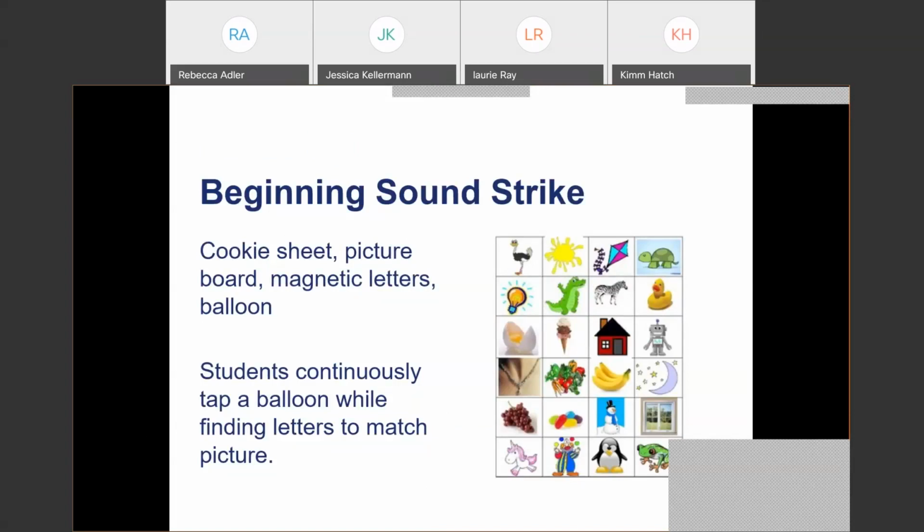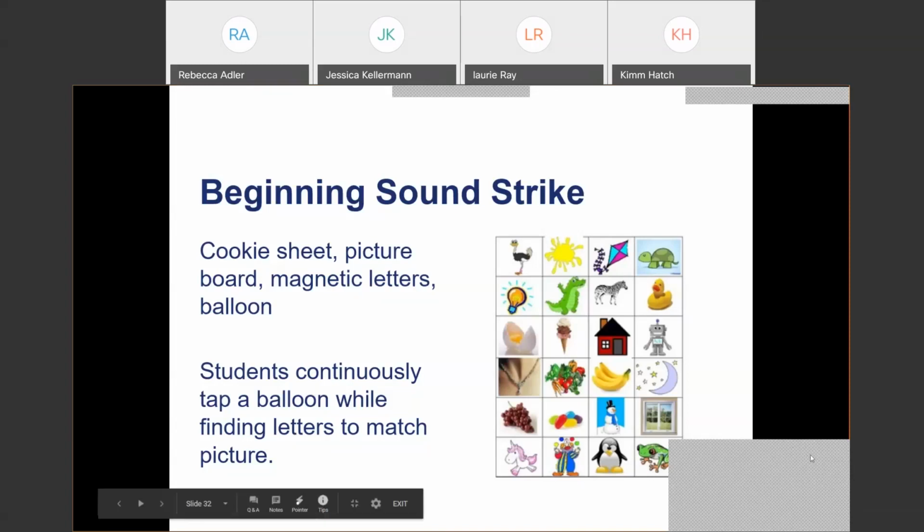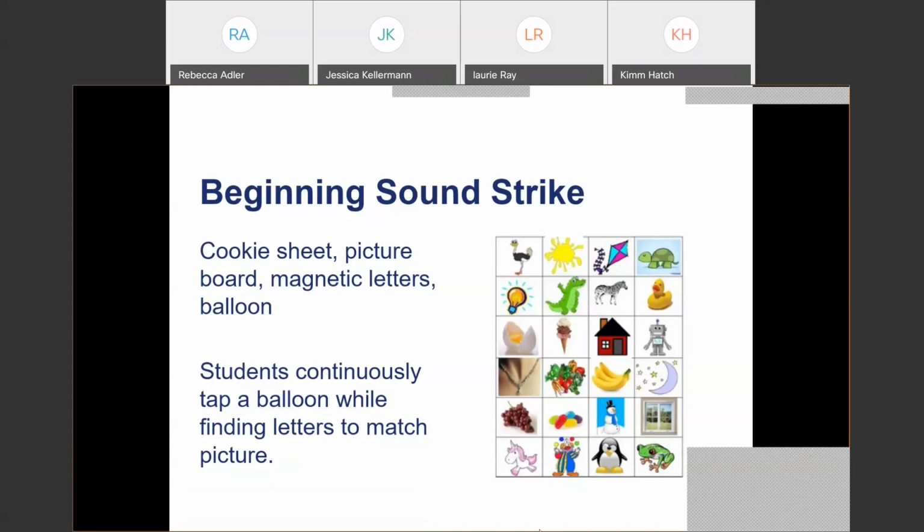So what the student has to do is take the balloon and continuously keep it up in the air, like keep it up when you were younger. They keep bouncing the balloon on one arm, and then they travel to pick up letters around the classroom, one at a time, and they can't drop the balloon. If they drop the balloon, they have to go back, and then they pick up a magnetic letter.